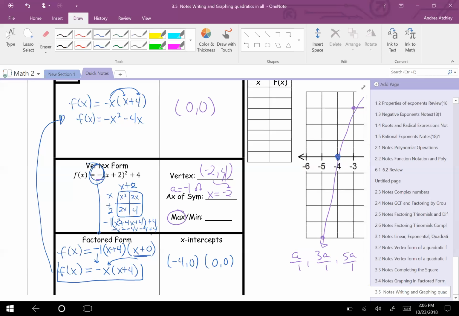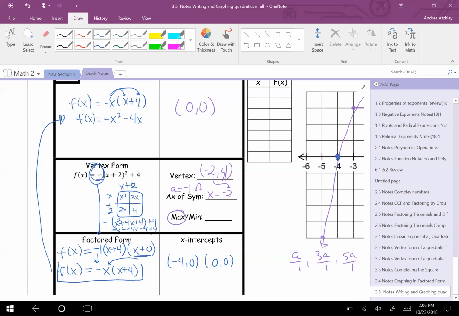Okay? Any other questions? So you could do that either way. You could multiply it out from vertex form or multiply it out from factored form. I think it's easier to multiply it out from factored form, but either way will work, as long as you do it correctly.